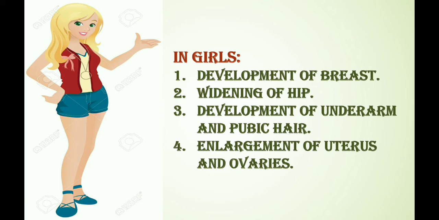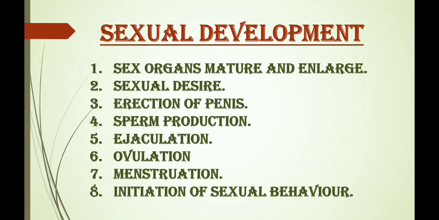Second physical change is sexual development. In both male as well as female, that is in boys as well as in girls, this sexual development takes place. Here you will find sex organs mature and enlarge. There will be sexual desire, erection of penis, sperm production, ejaculation, ovulation, menstruation, and initiation of sexual behavior.